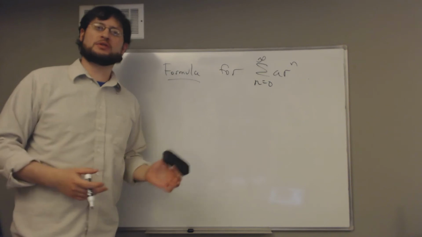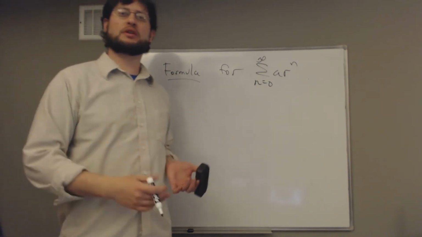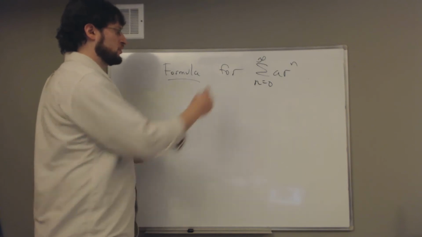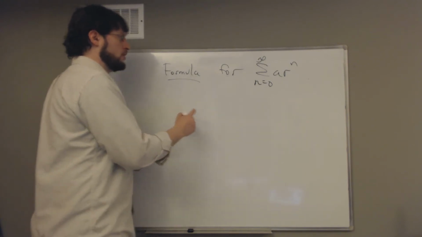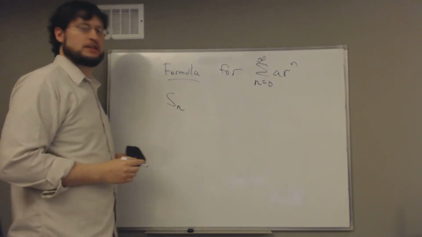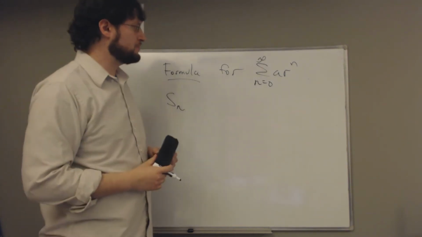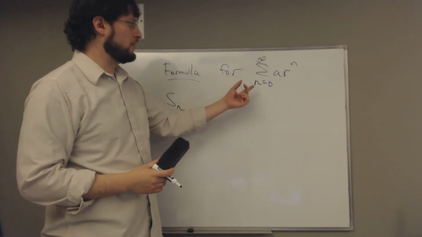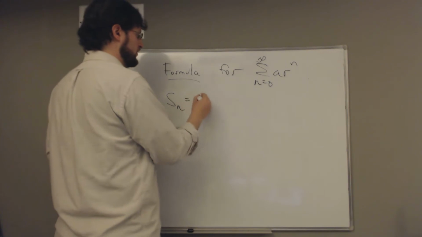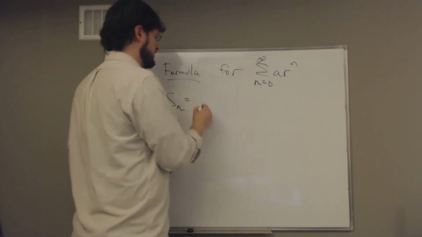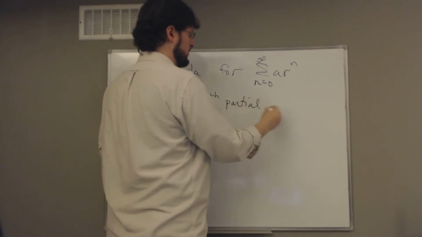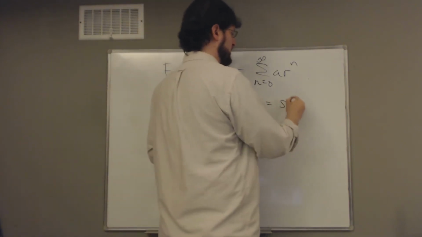I'm going to develop this. It's in the text too, but I'm going to work through it as well. There's a couple of tricky, clever things that happen. But so here's what we're looking at. Suppose that I let Sn be the sum of all of the first n terms, the nth partial sum, which is the sum of the first n terms.